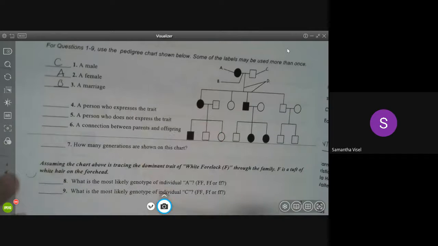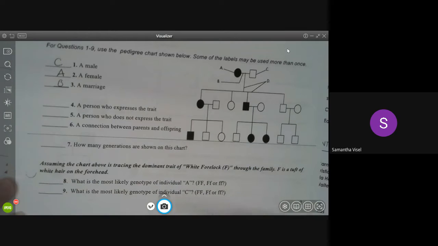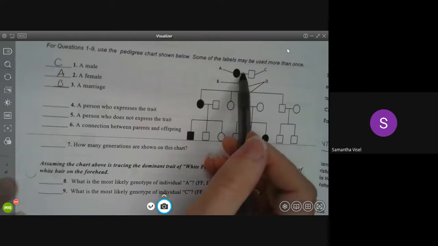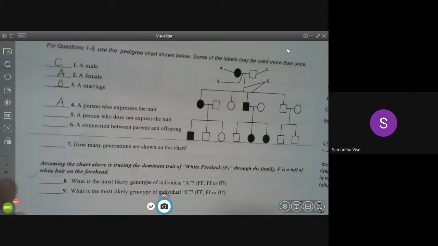A person who expresses the trait. So expression of a trait, somebody that has the trait, is going to be any individual that has their circle or square shaded. So in this case, the female, or A, expresses whatever the trait is. A person who does not, it'll be left white, so that'll be C, our male.